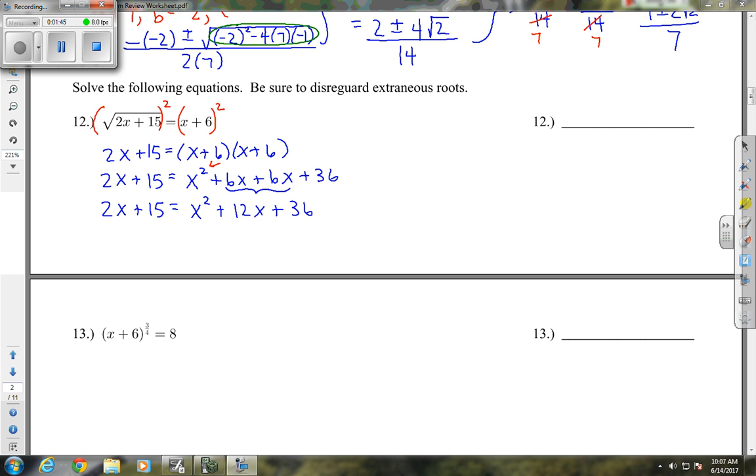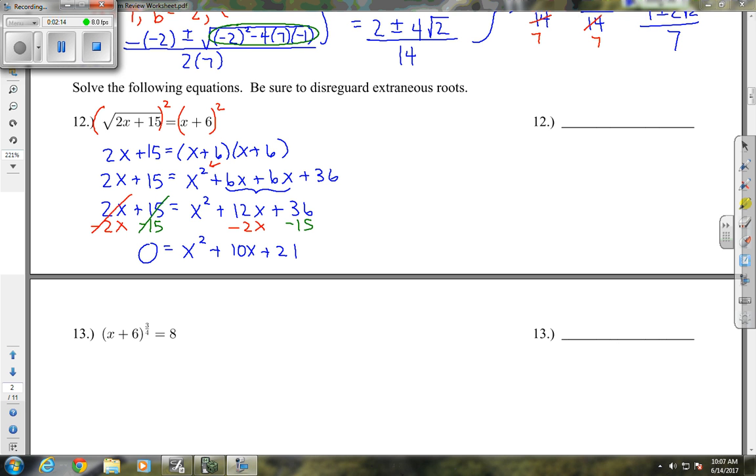Again, I want to move everything over to the right side where that x squared term is. So we're going to subtract 2x from both sides, being careful to combine like terms. And we're going to subtract the constant 15 from both sides, again placing that with the corresponding constant. This gives us the 0 we were aiming for on the left side, and our new quadratic equation is x squared plus 10x plus 21.